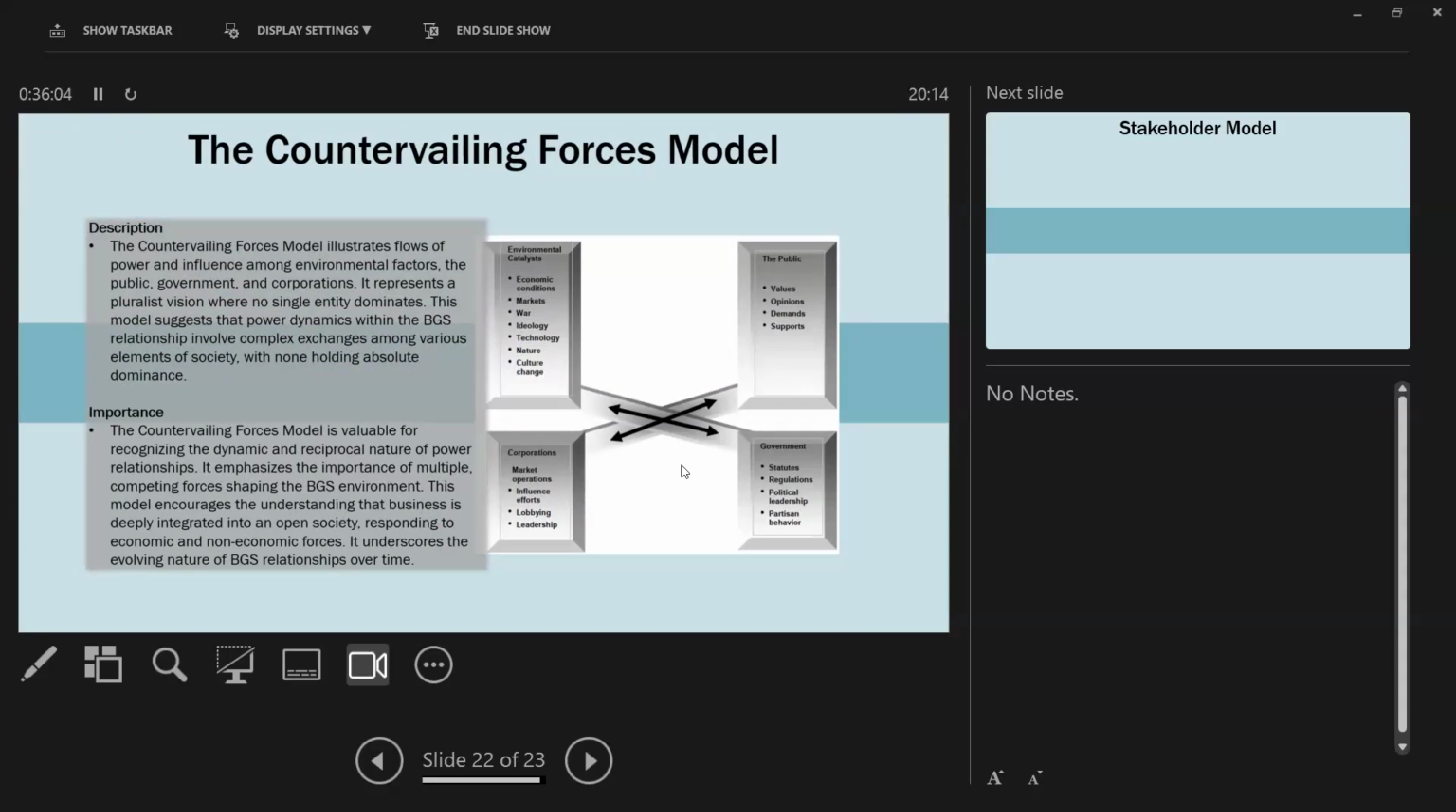So this model illustrates the flow of power and influence among environmental factors, let's say the public, the government, the corporations. So it represents a pluralist vision where no single entity dominates. So this model suggests that power dynamics within the BGS relationship involve complex exchanges among various elements of society with no one holding absolute dominance. So let's say this one, right?